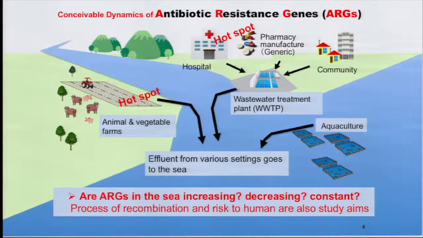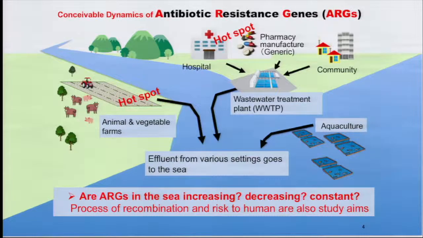This shows the dynamics of antibiotic resistance genes, ARG. We have a hotspot, for example, in hospital, where contaminants of the antibiotics and the antibiotic resistance genes. And then we have another hotspot here, the pharmacy manufacturer. Especially recently, we have generic medicine wastewater, which is a very serious problem in the world. And then, of course, we have another hotspot in our community. So from these hotspots, we have wastewater, and the wastewater is going to the wastewater treatment plant. But this plant cannot decompose the ARG and drugs completely. So we have another hotspot in here.